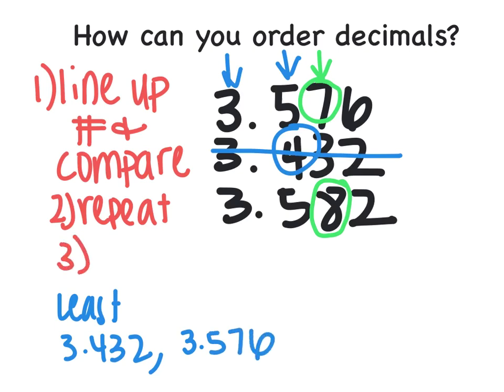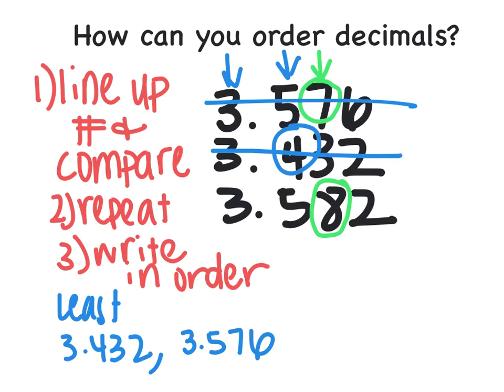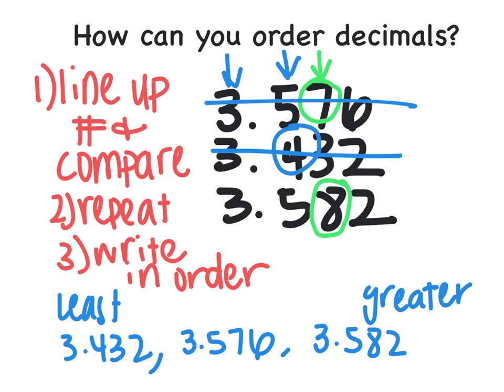Your last step is to write them in order from least to greatest. So I already did those two, so I crossed them off, and now I know that my greatest is 3.582. Make sure that you are paying attention to the directions, whether it's least to greatest or greatest to least.